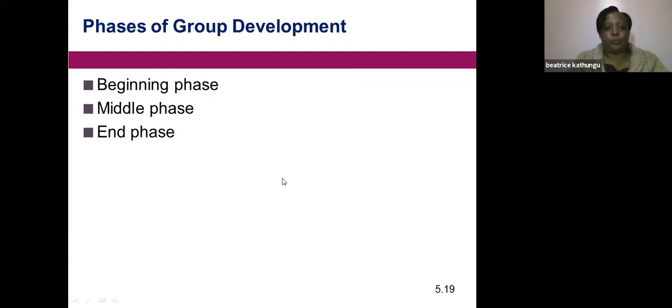Okay, so now next we are going to look at the phases of group development. Again, I want to go back to that wonderful feedback by the participant that groups can get chaotic. Yes, they can, particularly depending on what we do at each of the phases and how well we manage the initial phases. So in this part of the presentation, we want to look at the phases of group development.